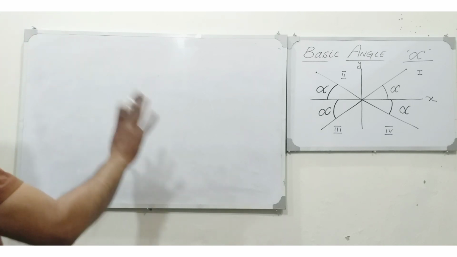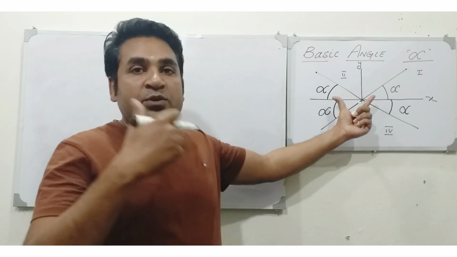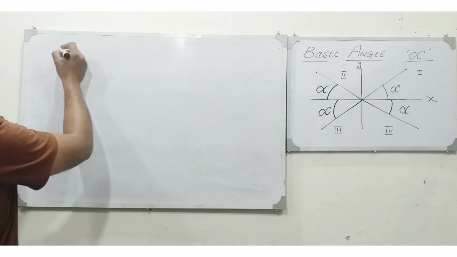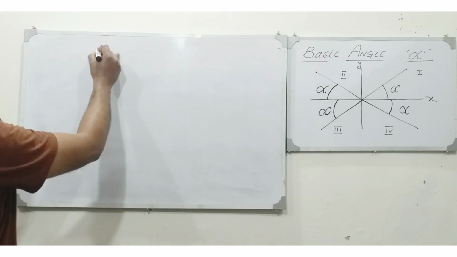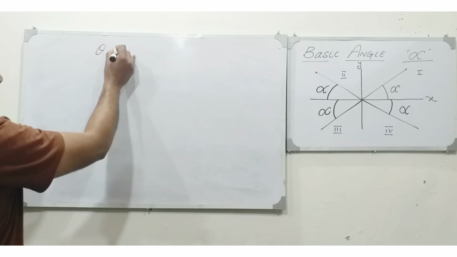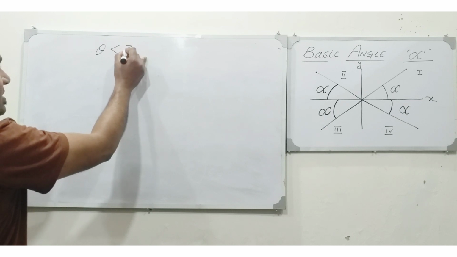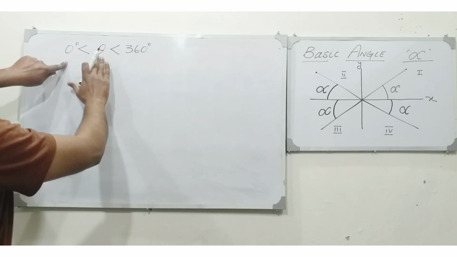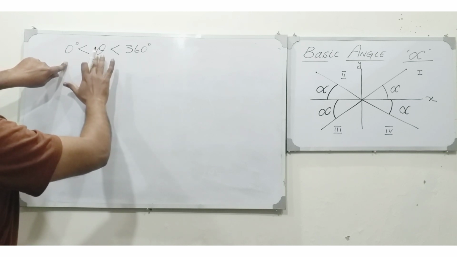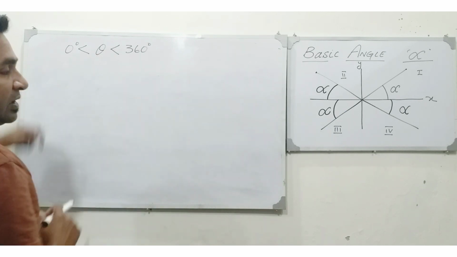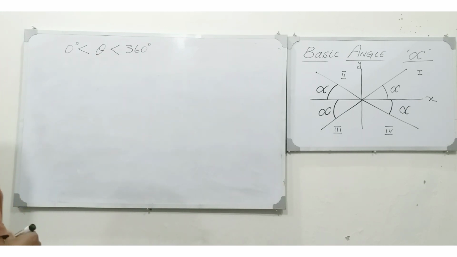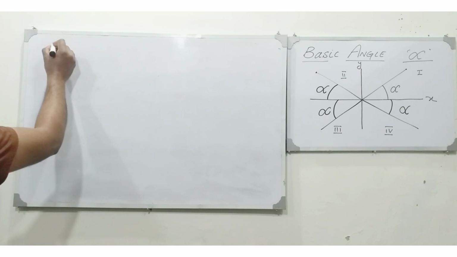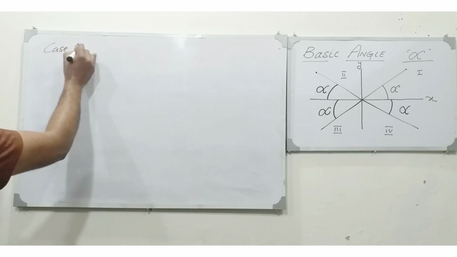Basic angle is always given on the x-axis and its value is always positive. It helps us to find any angle theta which is given in any range. For example, if the range of theta is greater than 0 degrees and up to 360 degrees, then we can easily find the values of theta in this range with the help of the basic angle. Now how will we find it? There are two cases basically, so let's first discuss case number one.